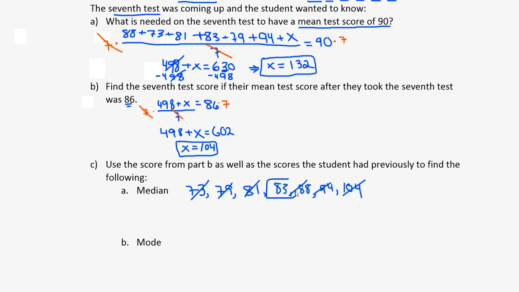And the mode occurs the most. So which one of these numbers occurs the most? Well, 73, 79, 81, 83, 88, 94, 104. None of them occur the most. They all occur once. So there is no mode.